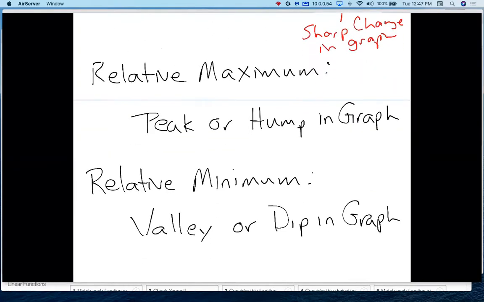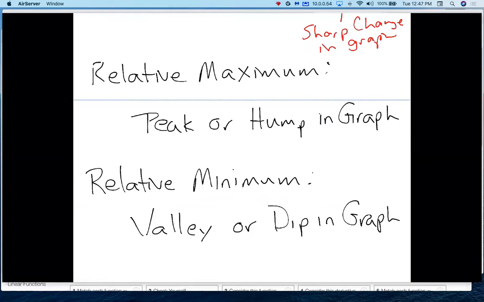Relative minimums and maximums. Relative maximum, think of that as a peak or a hump in the graph. Relative minimum is a valley or a dip in the graph. So when you have that information in mind, you can start to make determinations about how things match up.